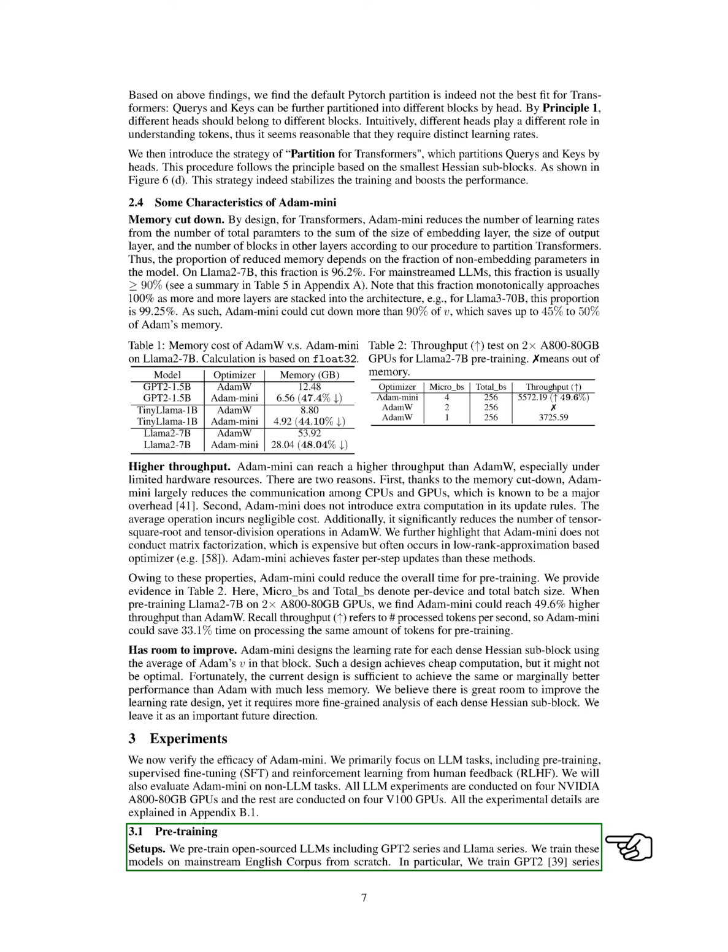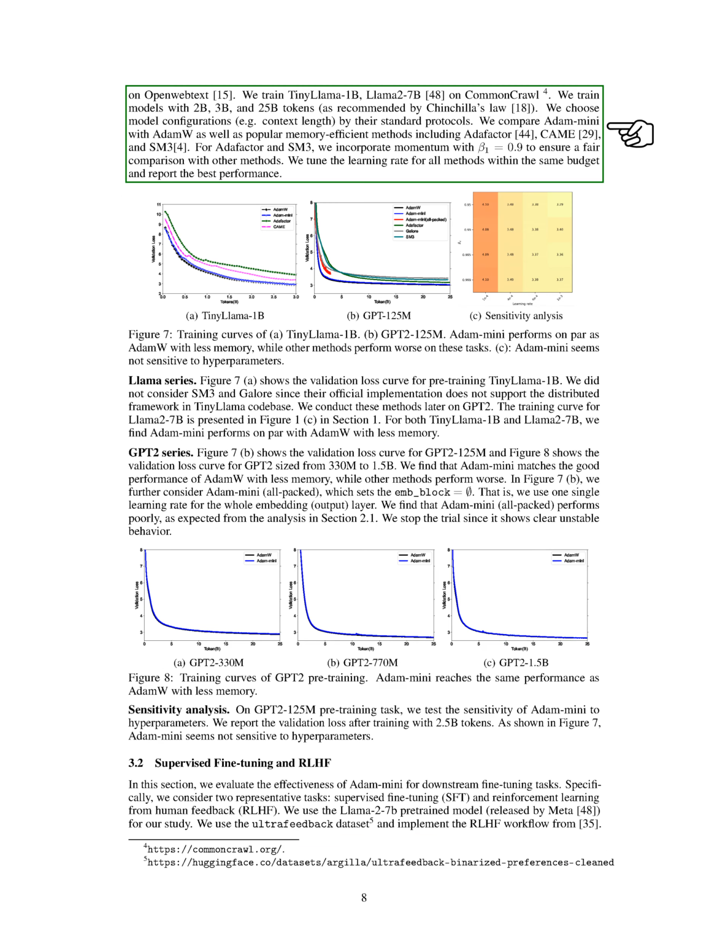Pre-training. We start by pre-training various open-source LLMs, including the GPT-2 series and Llama series, from scratch using mainstream English corpus. For instance, we train the GPT-2 series on OpenWebText and the TinyLlama 1B, Llama 2-7B on Common Crawl. Different model configurations, such as context length, are chosen based on standard protocols.